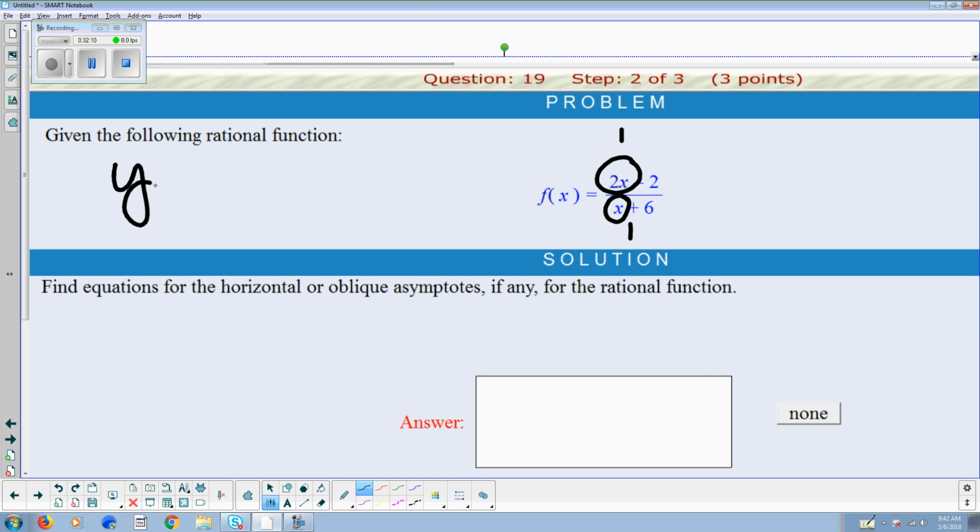We would say y equals the leading coefficient of the numerator, the number in front of x, divided by the leading coefficient of the denominator, the number in front of x. So I have a horizontal asymptote at y equals 2.